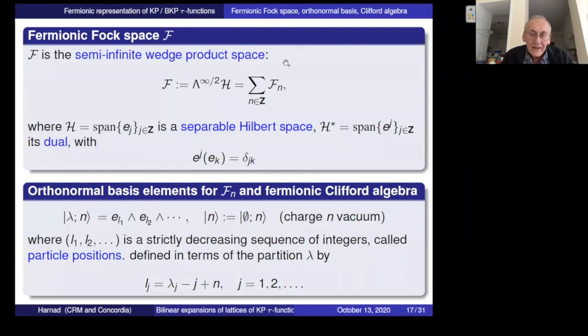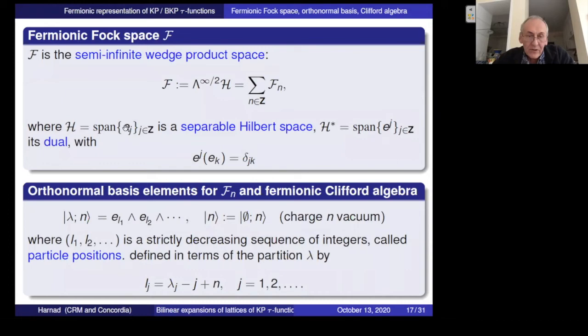For those people in the audience who don't know about fermions, I really recommend that you read some elementary introduction. If you want, read Okounkov's introduction, but it's much older than he is. It's semi-infinite because we start at some finite point and go to the right only. That's why it's semi-infinite.